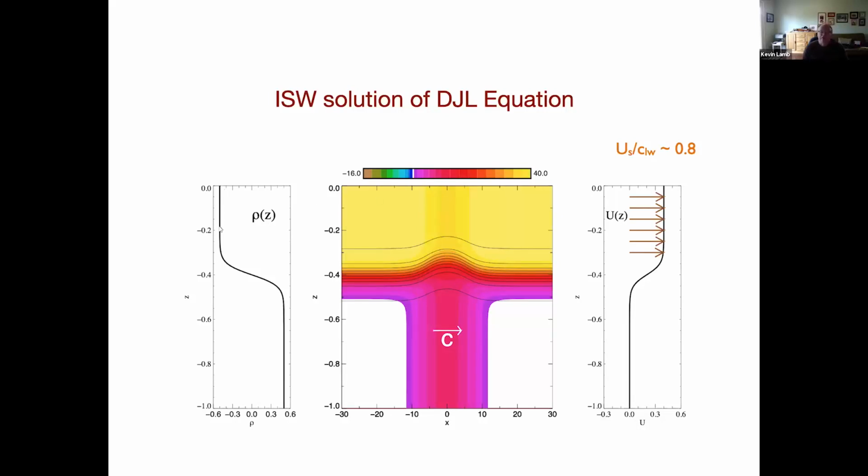On the left-hand side, I've got some stratification rho of z. The right-hand side, I've got some background current U of z. And in the middle, the black curves are the density contours. So this is my internal solitary wave. It's a wave of elevation in this case. And the colors indicate the horizontal currents associated with the wave. Now, without a background current, so if U is zero, for this stratification, the solitary wave would be a wave of depression, but in the presence of this particular background current, solitary waves are waves of elevation.